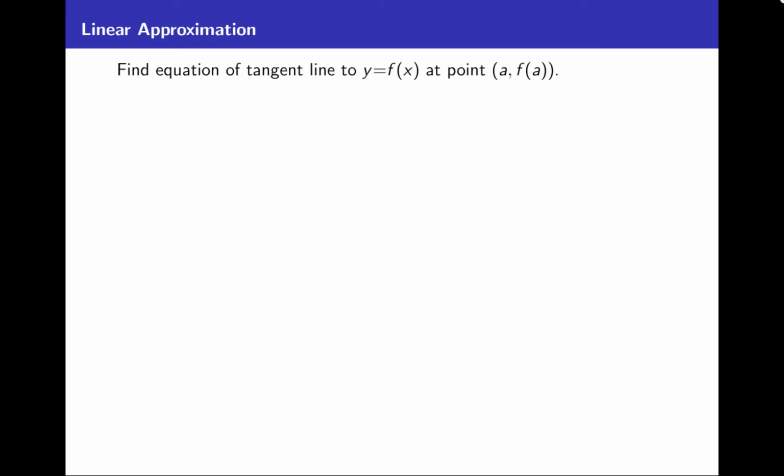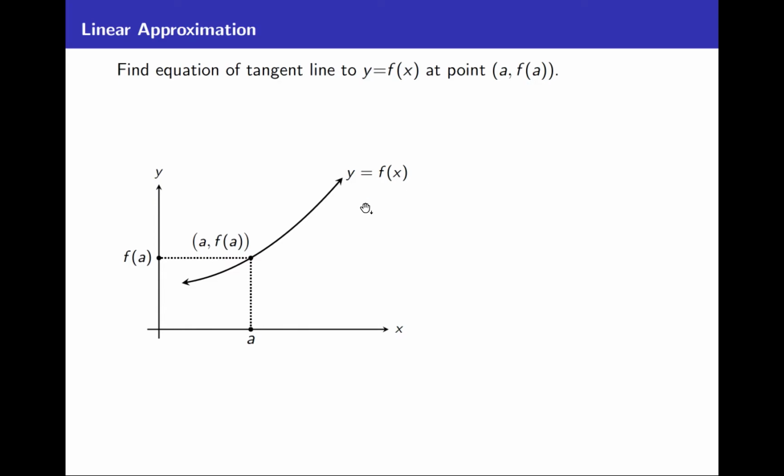This is related to a problem you've done many times. Find the equation of the tangent line to the graph of y equals f of x at a point (a, f of a). And there's a picture for this. Here's your function f of x. Pick an x value of a and look at this point (a, f of a) on the graph. And there's a tangent line there. So what we want to do is find the equation of this tangent line. Now that's a straight line, so we're going to get a linear equation.